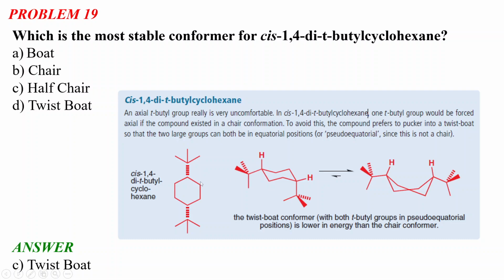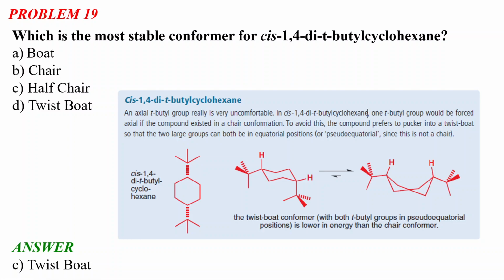And if you keep one equatorial, since the two are cis, you have to keep them cis, so the other one you cannot keep in the equatorial, okay. So that is why, to make it more stabilized, it takes up the conformation of the twist boat, so that these two groups can be in the equatorial or pseudo equatorial position, okay.